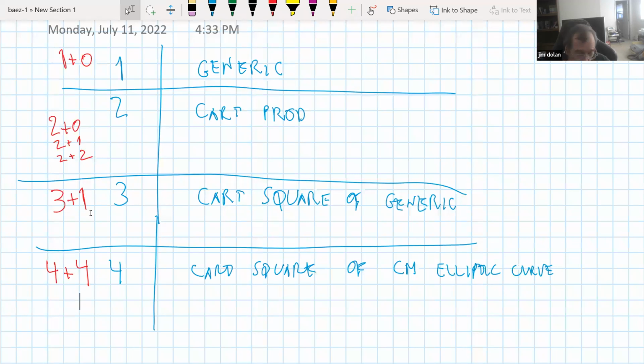I mean, it wasn't intentionally that way, but it ended up being sort of like classifying them according to how generic versus how special they are. And we could presumably do this in a much more careful way, and we could do it for abelian varieties of some higher dimension.